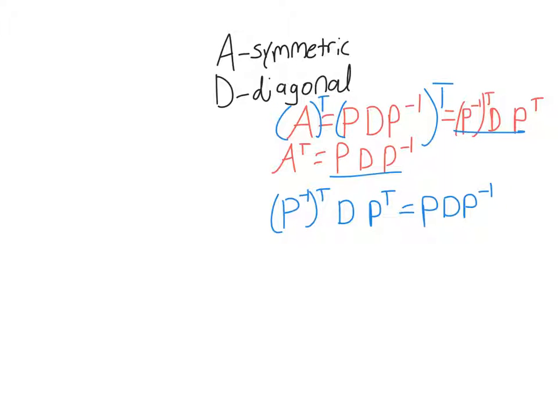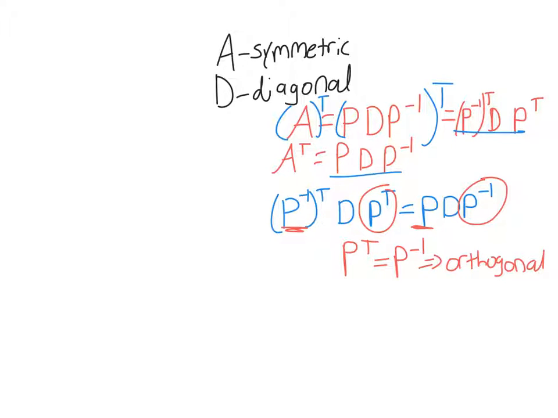So the only way this equation could hold is if this is equal to this and that is equal to that. So that means that the transpose of P is its inverse, and that of course means the matrix is orthogonal. So the reason that this equation here implies this one here, you can use the cancellation law when you're dealing with invertible matrices, and P most definitely is invertible. It doesn't matter whether or not D is invertible.